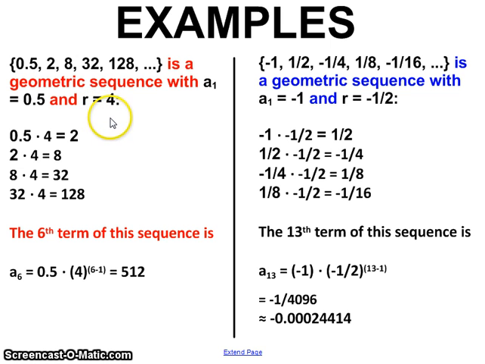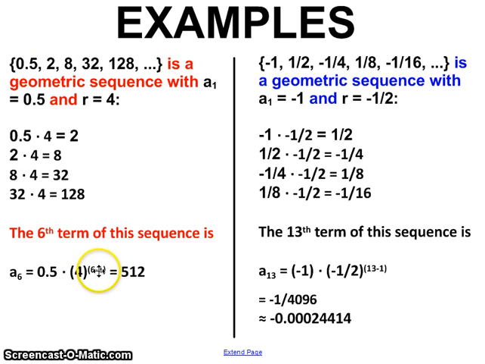So there's actually a couple ways I can go about generating this sequence. I can start with my first term and multiply by 4, and then multiply by 4 again, and again, and so on. Or I can use the formula to get whichever term that I want. So in this case, let's get the sixth term. We have 1, 2, 3, 4, 5 terms listed here. Let's see what the next one is. We know it should be 128 times 4, which is 512. Let's use the formula. A sub 1 is 0.5.